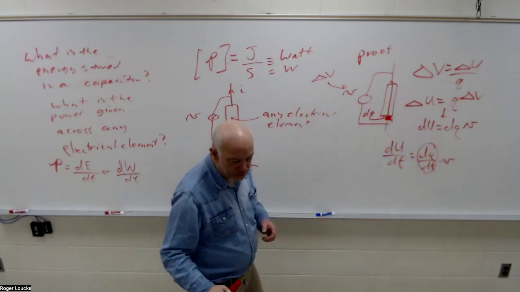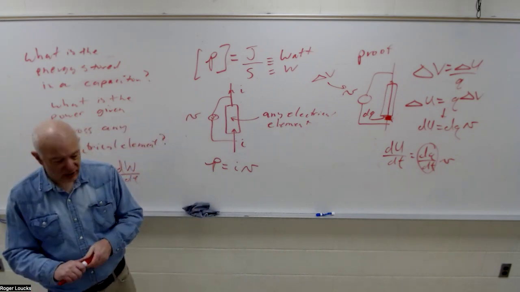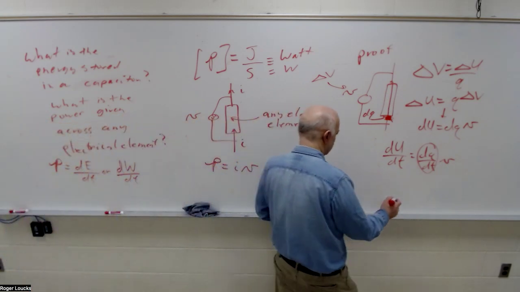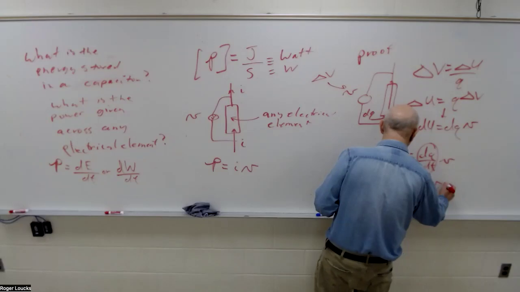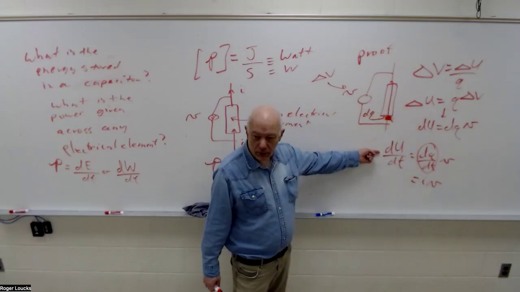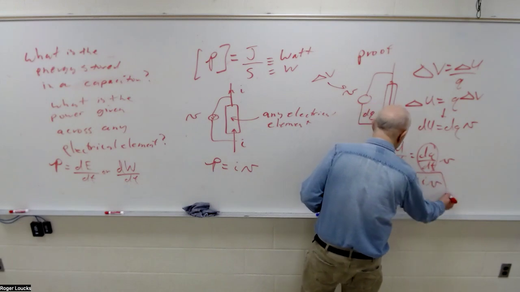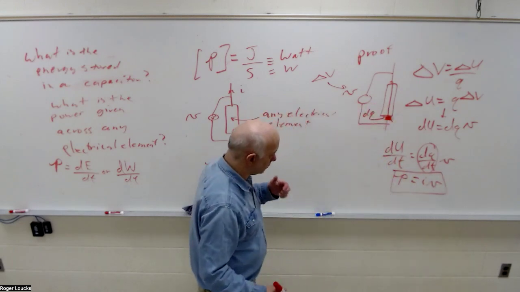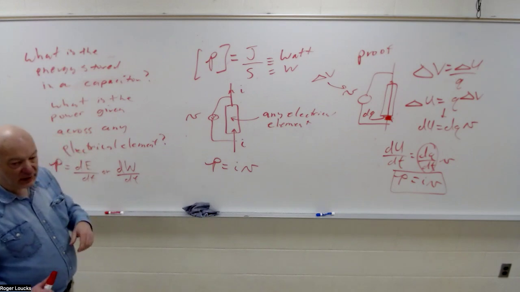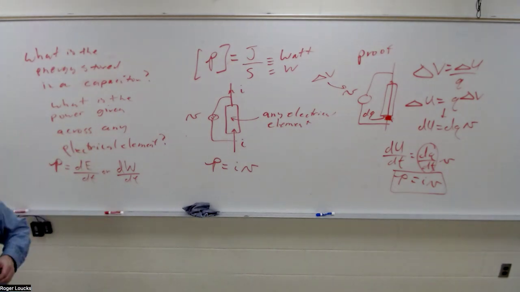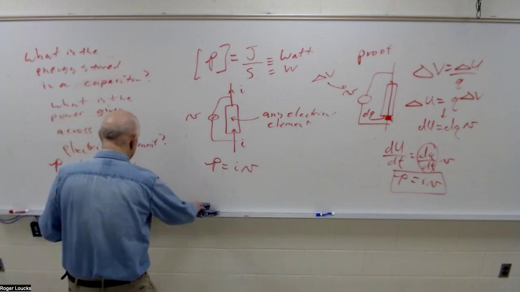And does that have a name? I. That's I. This is my buddy. This is going to be my power. This is a change in energy per unit time. So the power dissipated or supplied by any electrical element is always IV. Okay. So now let's apply that to a capacitor.